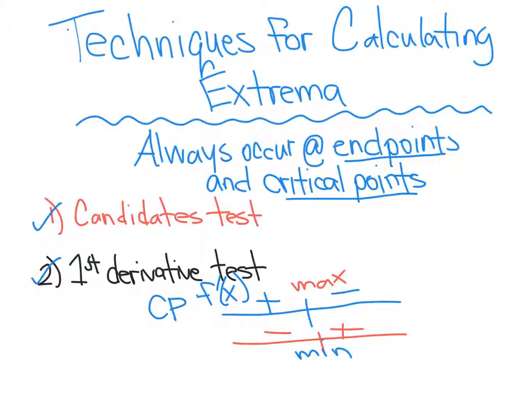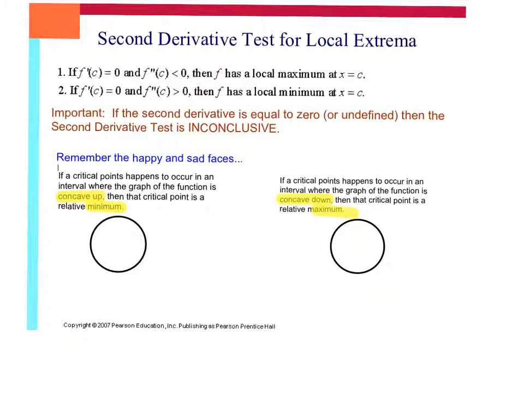Now today we're going to learn about one more technique for calculating an extrema. The last technique is called the second derivative test for determining whether a point is a max or a min. So what we'll do is we'll always first find that critical point. So we'll set the derivative equal to 0. And if at that point the second derivative is less than 0, that means our graph is concave down, then we will have a local maximum.